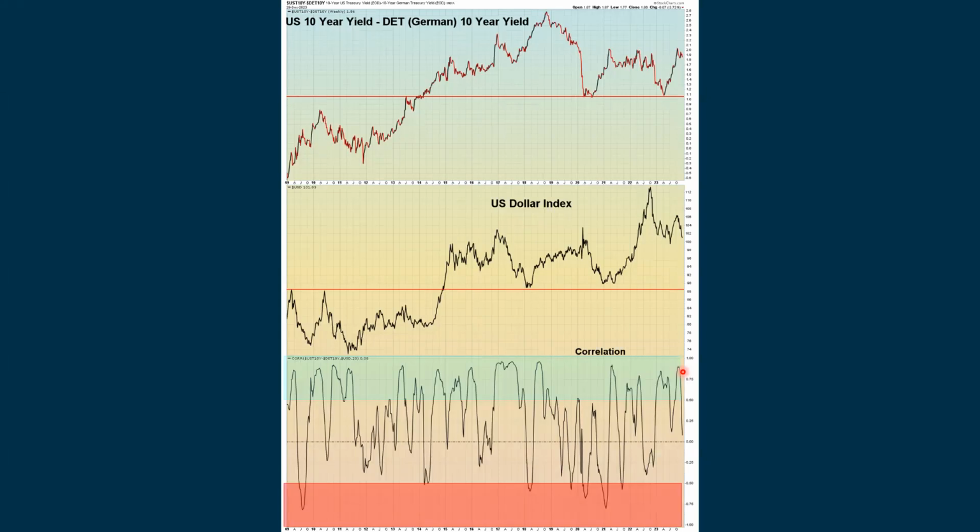And then we look at the U.S. 10-year yield. That's in the U.S., of course. And then we subtract the German 10-year yield. And that gives us a line that we can follow here. And right now, because U.S. rates are higher than German rates, we're above this red line.